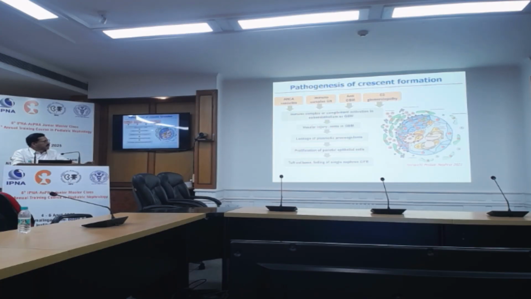So we could see that ANCA vasculitis, immune complex GN, anti-GBM disease, and even C3 glomerulopathy can all result in injury to the GBM or the subendothelium, either through immune complex deposition or complement activation. This vascular injury would result in rents in the GBM, which will lead to leakage of plasmatic procoagulants within the Bowman space. Also, rents are formed in the Bowman's capsule, which will result in influx of various inflammatory cells into the Bowman space. This would instigate proliferation of parietal cells, which finally will result in tuft collapse and a decline in the single nephron GFR.